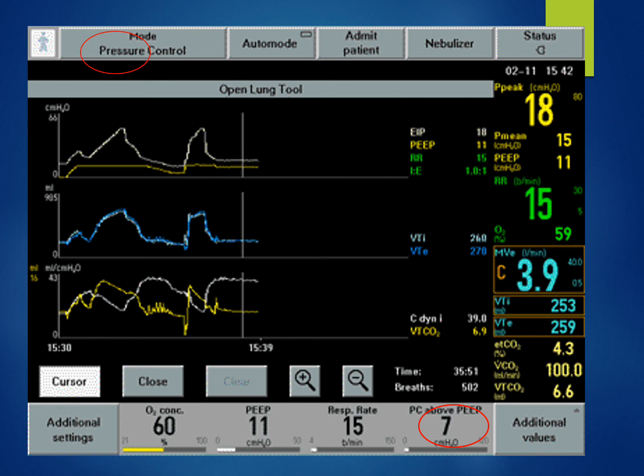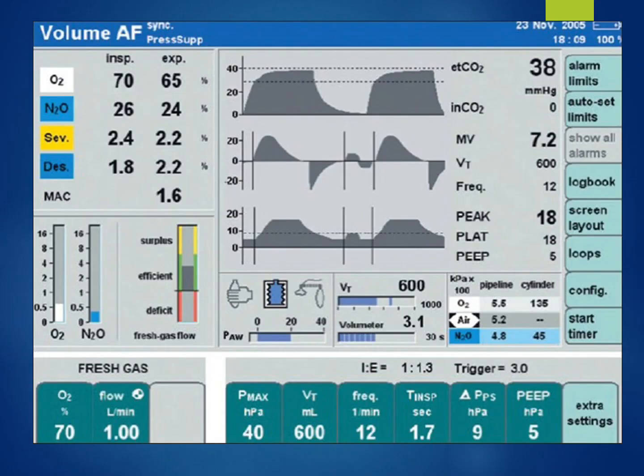So as I mentioned, not all ventilators and ventilator screens look the same. Here we have a different model. See if you can figure out what type of mode this patient is in, pressure or volume. Pause the presentation and then restart to check your answer. So here again we see volume at the top of the screen.